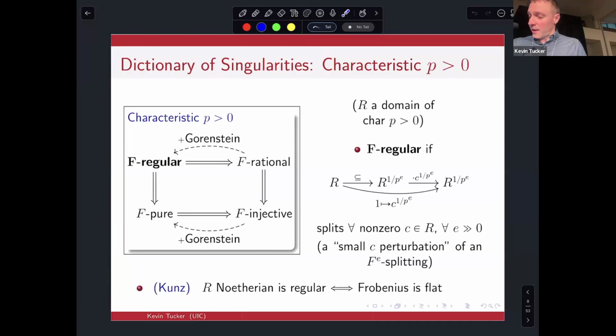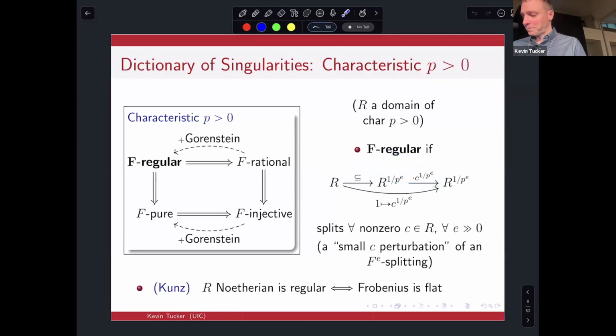Well, F-regular asks that you have something a little bit stronger than an F-splitting. So it asks that if you look at the map from R to R^{1/p^e} that instead of sending 1 to 1, sends 1 to c^{1/p^e}, that map splits. And it really is a stronger condition, again for the same reason we said before. So this is the Frobenius inclusion. Afterwards, I do this multiplication by c^{1/p^e}.